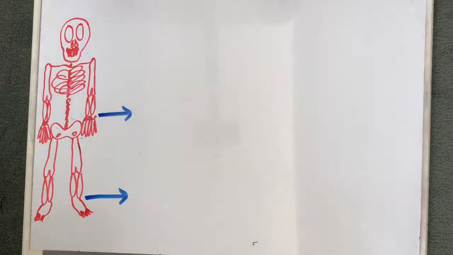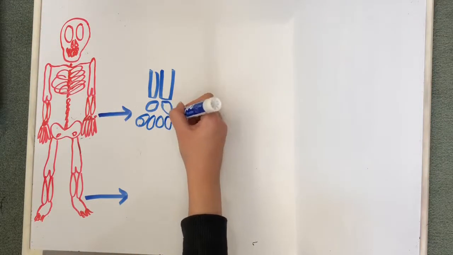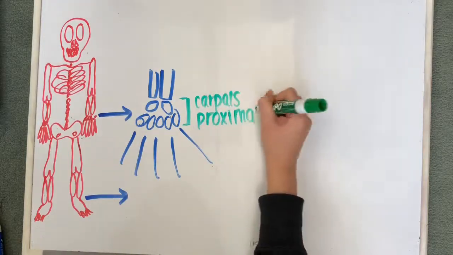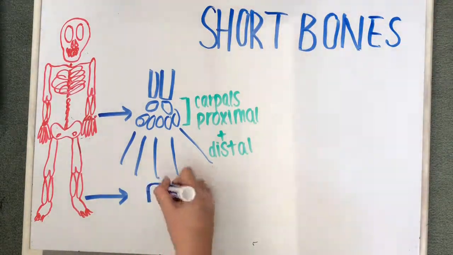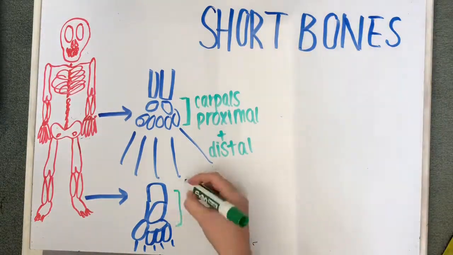Short bones are most common in the wrists and ankles. They are small and are approximately an equal length in all dimensions, and they have plenty of functions such as protection and supporting weight.